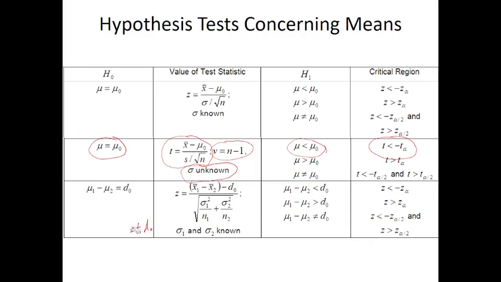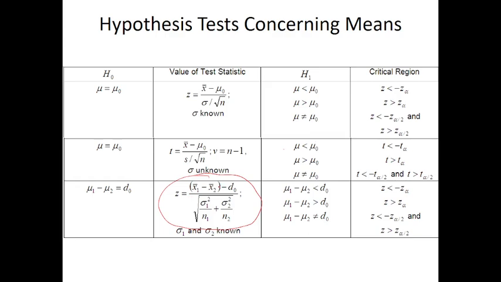So we have the difference of two means, wherein the standard deviations sigma 1 and sigma 2 are known. In my example, sigma A and sigma B are known. So we will now use the z-test. This will be the formula for z, the formula for the value of the test statistic.